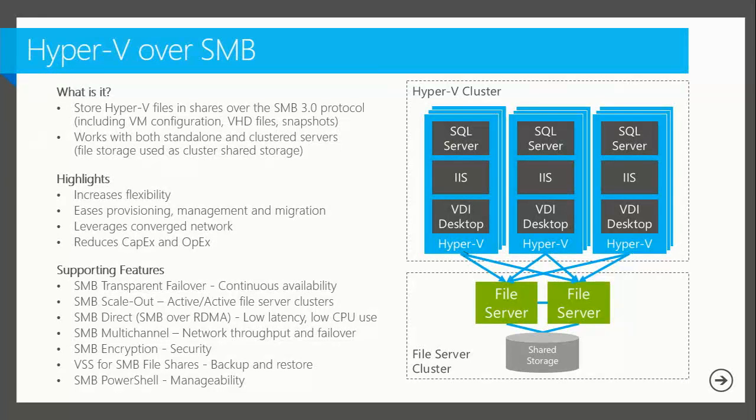Scale out. If you have multiple file servers, we have the ability to spread the load across the nodes of a cluster. So instead of having a node that's just waiting for the other one to fail, you can have multiple nodes that are all active at the same time. That's also new. SMB Direct, which is the ability to do very low latency, very high performance.